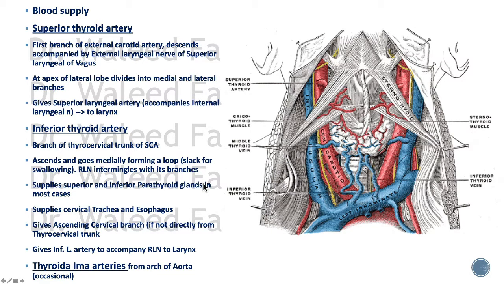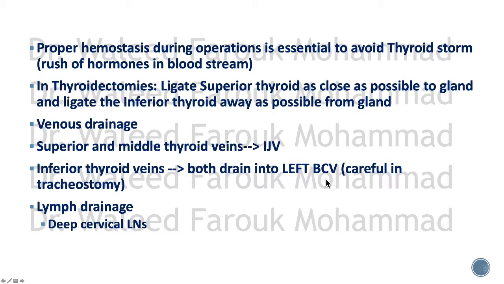Now, there is another source of blood supply, but it's not common. A few arteries coming out of the arch of the aorta, the thyroid ima arteries, are occasionally there. We talked about the hemostasis. We talked about the thyroidectomies.